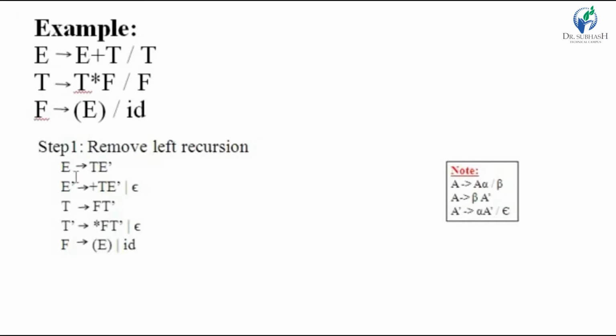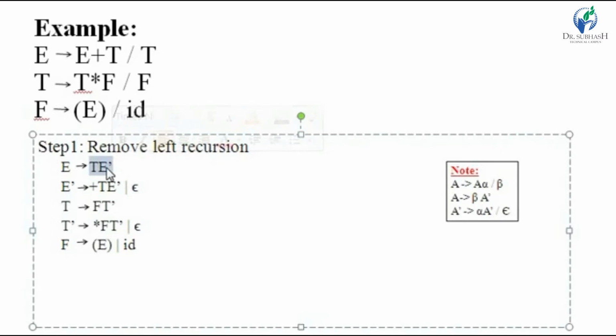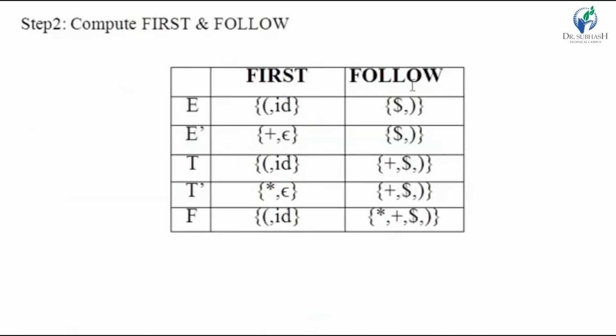Next compute E dash. In any right hand side production you can find E dash. Yes, at this place E gives TE dash. So remember, A gives alpha B, then follow of B equal to follow of A. So follow of E dash is equal to follow of E. Follow of E is dollar and closing bracket. So follow of E dash is equal to $ sign and closing bracket.